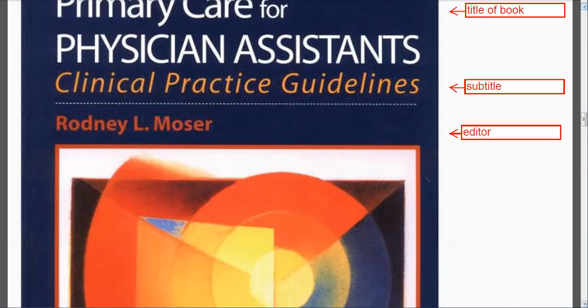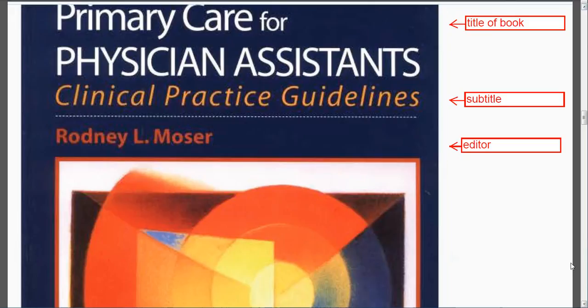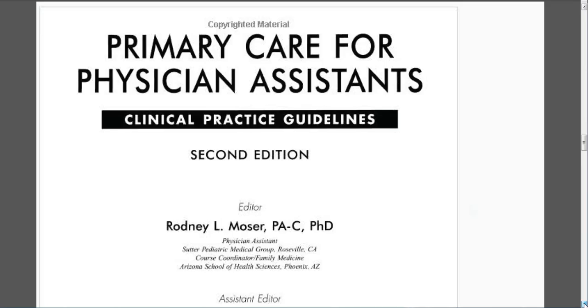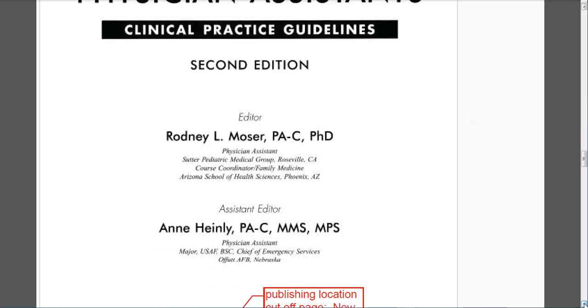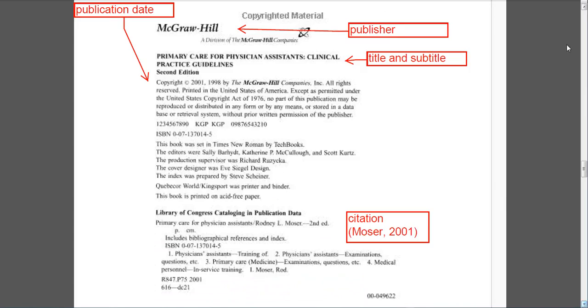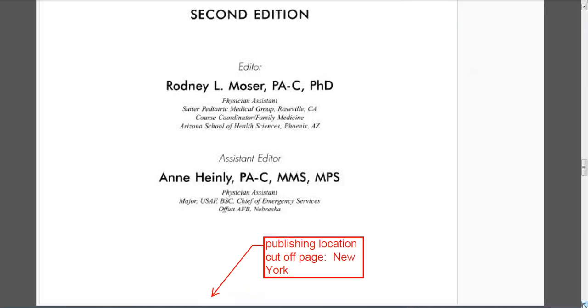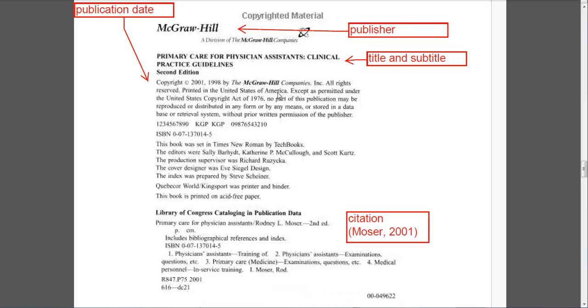Here's a book called Primary Care for Physician Assistants, Clinical Practice Guidelines. Rodney Moser was the editor. It's the second edition of this book. The publishing location was on this page, and it got cut off with my Jing video here, so it was New York, New York. So the publisher is McGraw-Hill. The date of this edition was 2001.